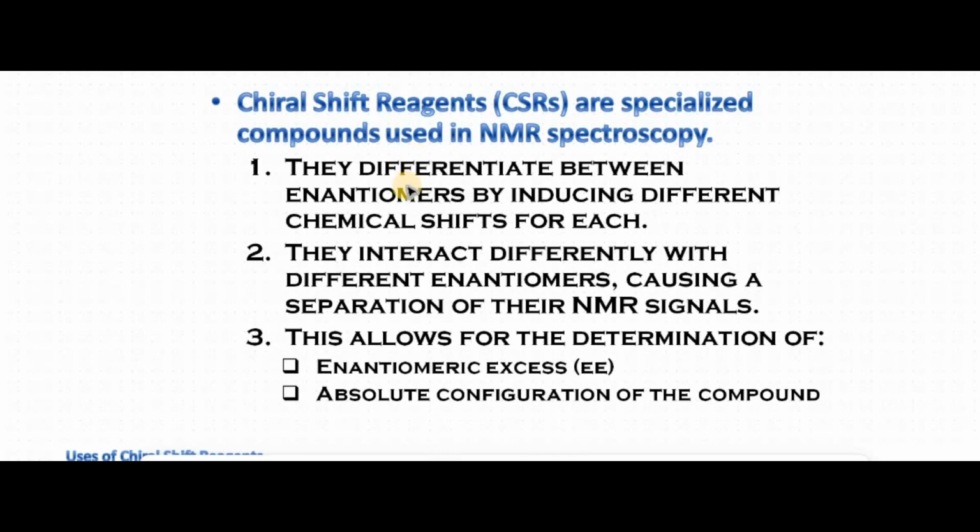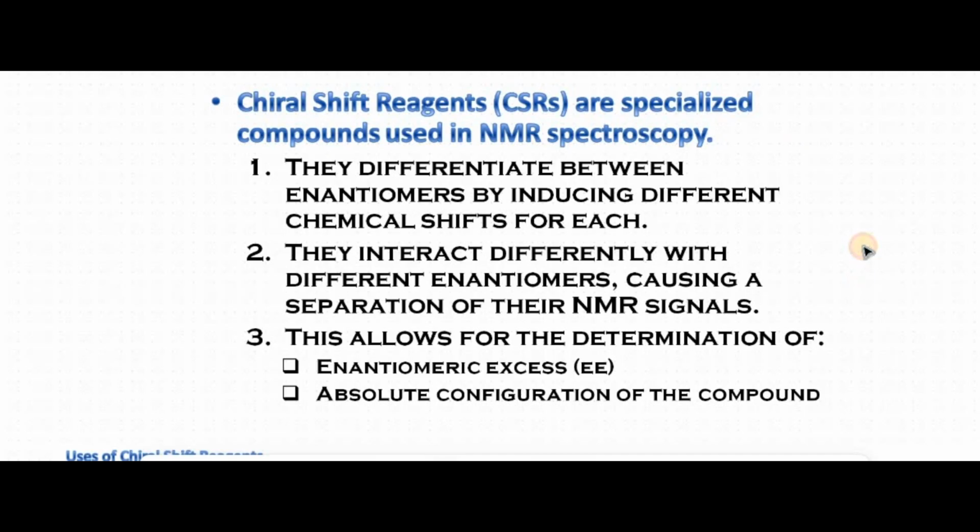What is it useful for? They are used to differentiate between isomers, that is enantiomers, present in a mixture. How? They will interact with the different isomers, that is enantiomers, at different rates. Therefore, we'll get different signals. Thereby, the shift reagent helps us to discriminate between the two different enantiomers.